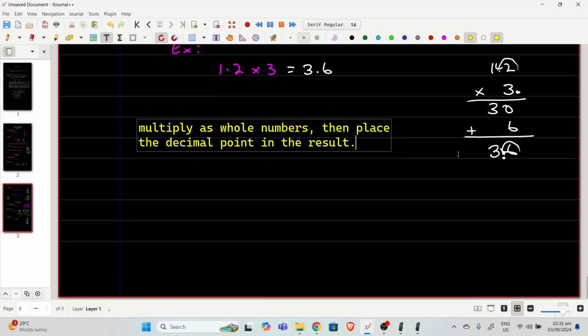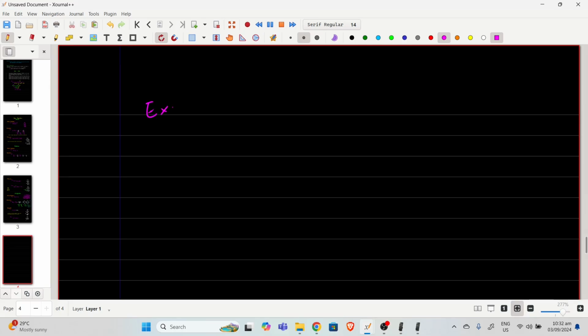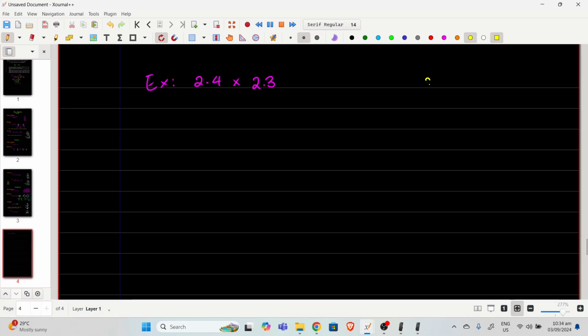And let me just give another example right away. Right, so let's do another example. Some larger decimals this time. So it's 2.4 by 2.3. Okay, so we multiply it as whole numbers, 24 by 23. I'm just going to do a little bit of an arrow so that you can see where I'm multiplying. Let me just write it bigger. So 2, 4, 2, 3.